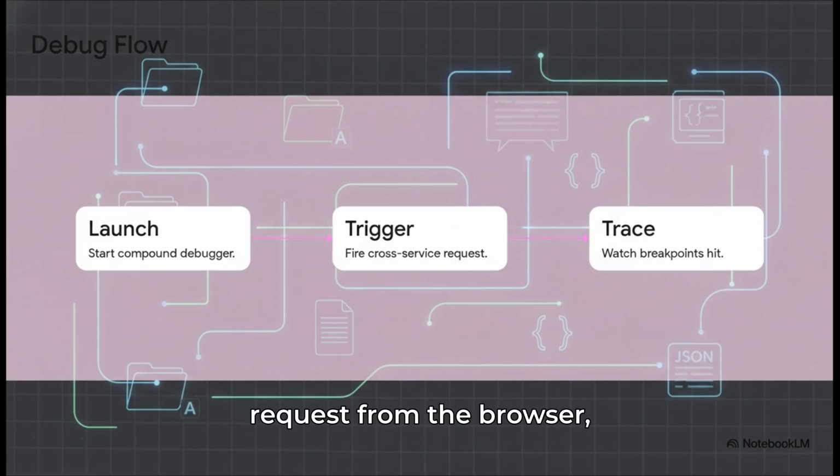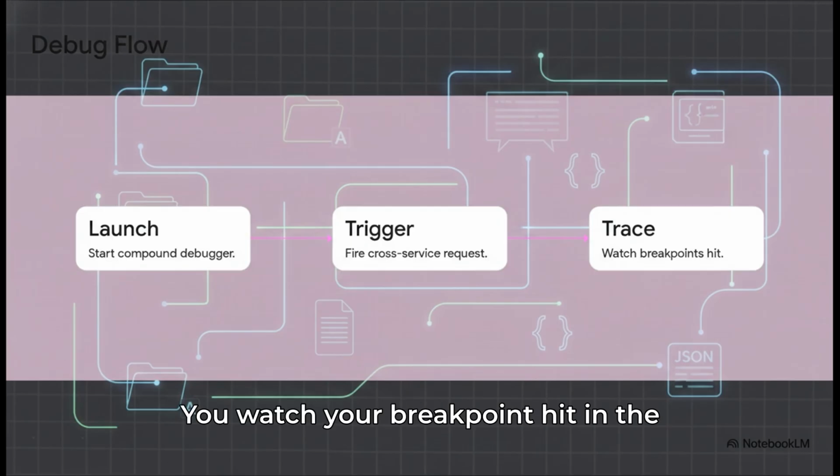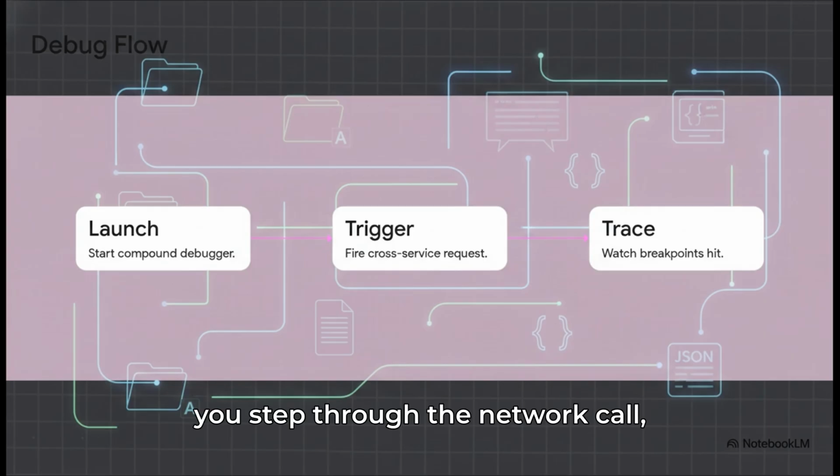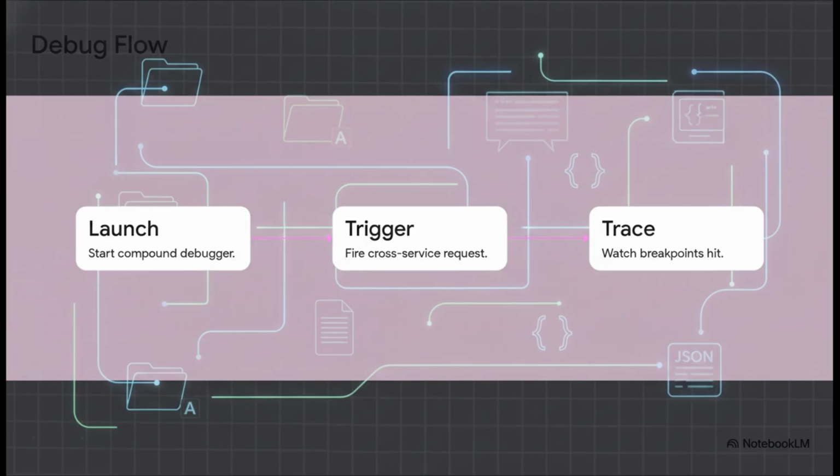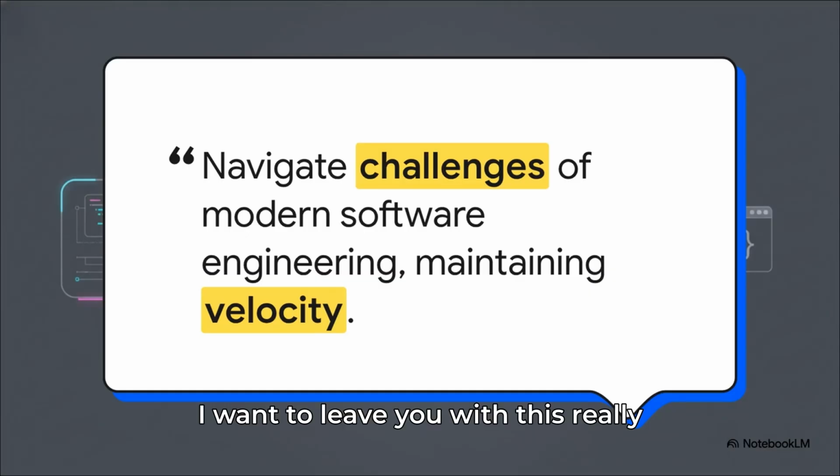You trigger the mock request from the browser, and here is the incredibly satisfying payoff. You watch your breakpoint hit in the front-end JavaScript repo, you step through the network call, and the debugger seamlessly leaps straight into the back-end API repository in the exact same IDE window. No way, right? You can inspect the call stack and trace variables across entirely different code bases without ever losing focus. It's just magic.